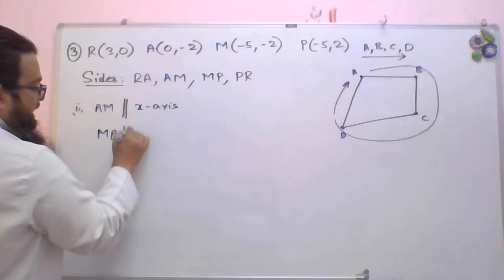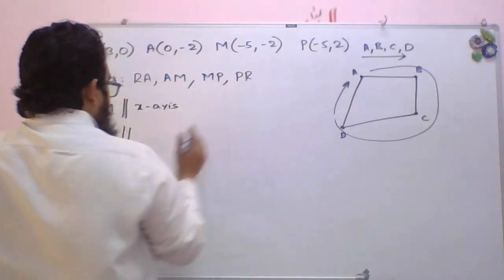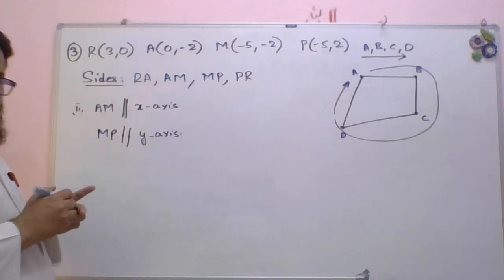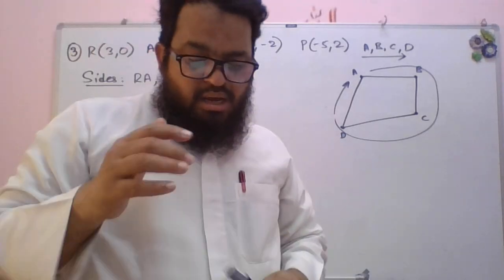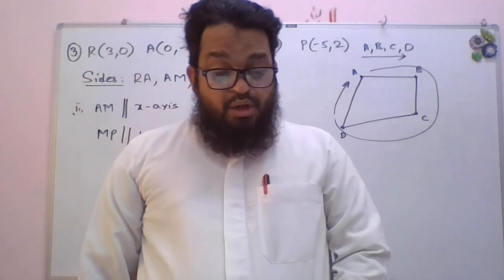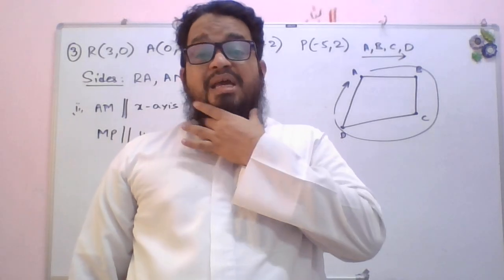MP, since they are having x coordinates equal, they are parallel to the y axis. Understood, my dear students? And what is the third question? Which are the mirror image points?